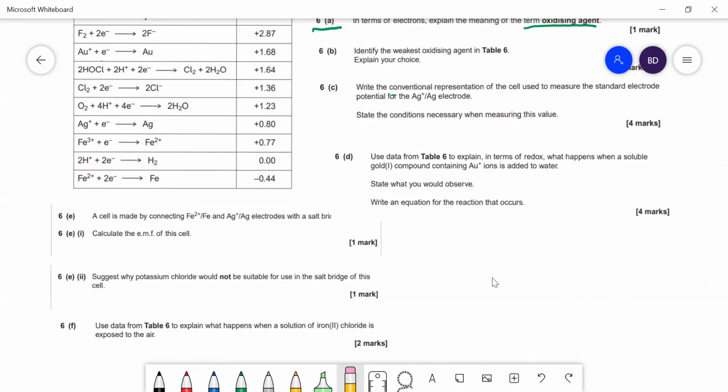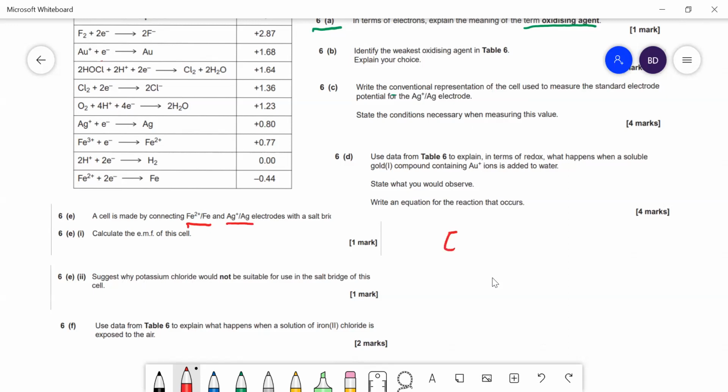Why a potassium chloride salt bridge would not be suitable for this reaction. Oh sorry, I missed the question out. A cell is made by connecting Fe2 plus and Ag plus electrode with a salt bridge. Calculate the EMF of the cell.